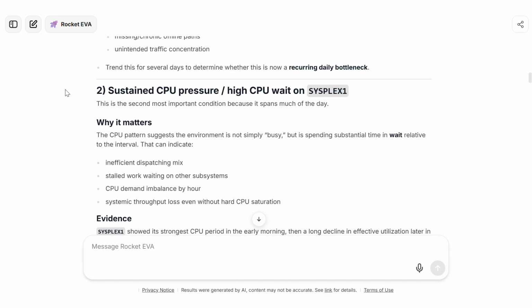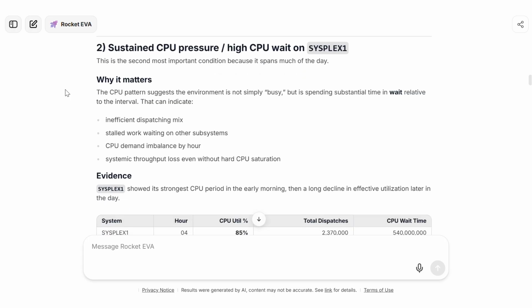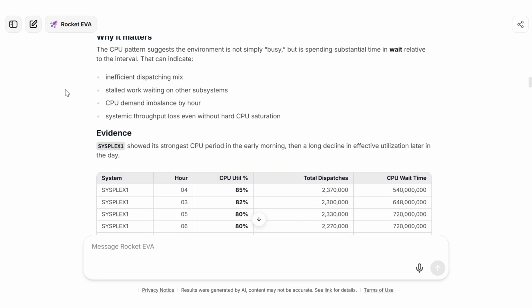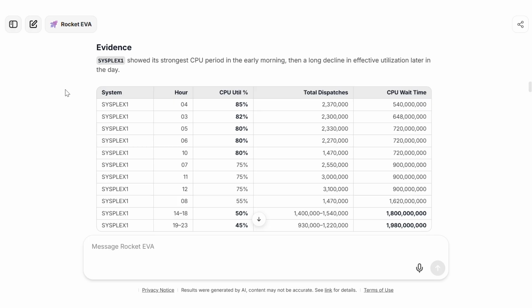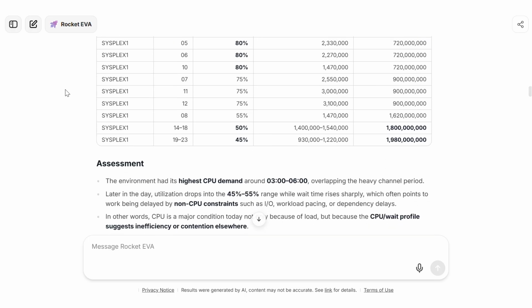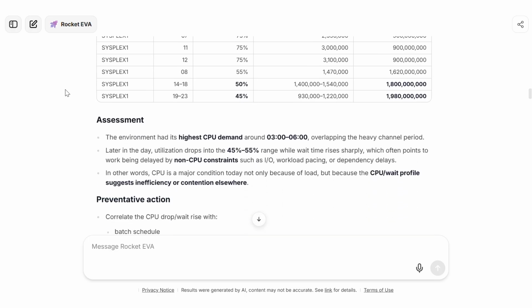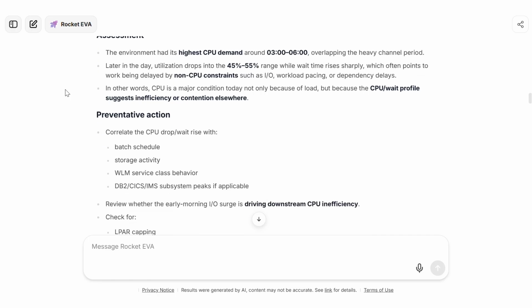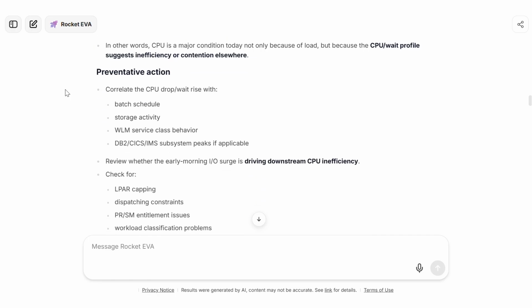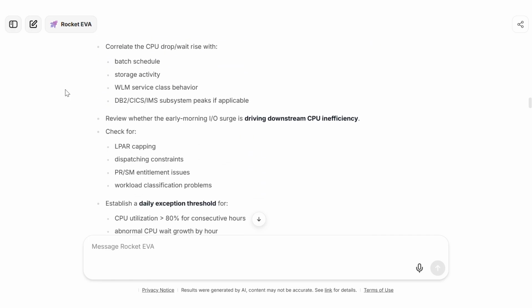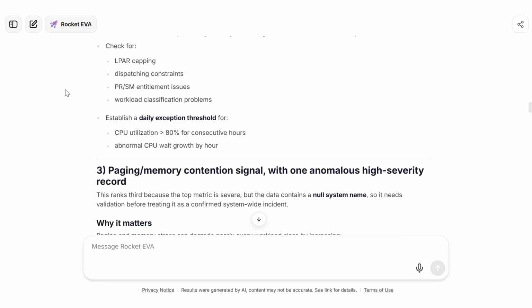The second ranked condition is sustained CPU pressure and increased wait time on SYSPLEX 1. Rather than simply reporting elevated CPU activity, EVA explains the operational significance of the trend, noting that sustained CPU contention can increase transaction latency, extend batch processing time, and reduce overall system responsiveness.